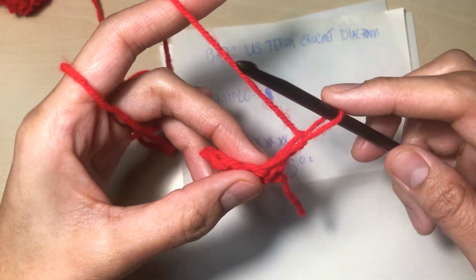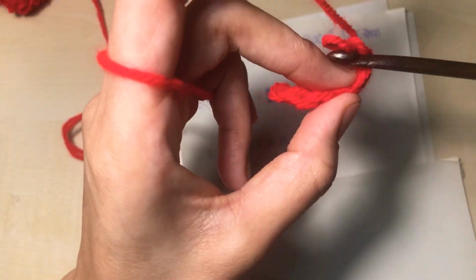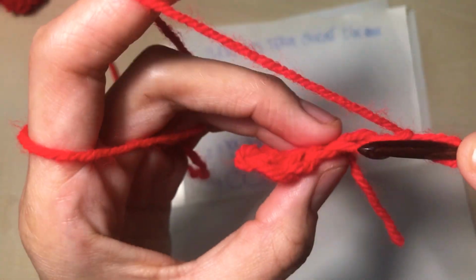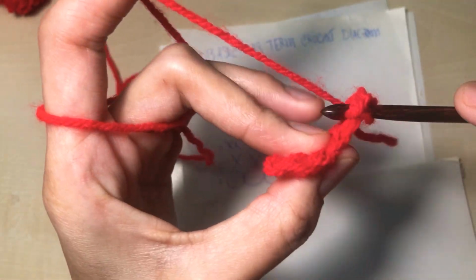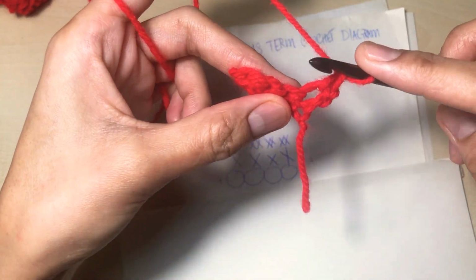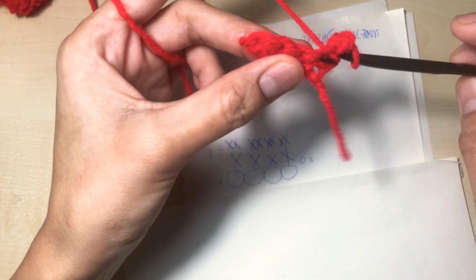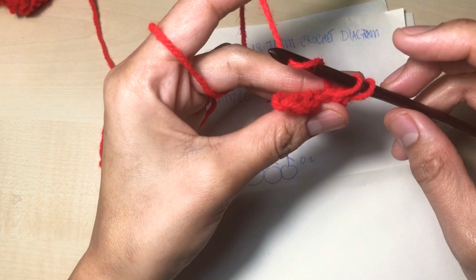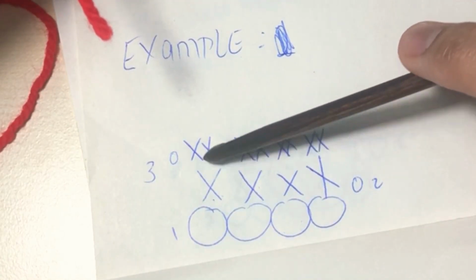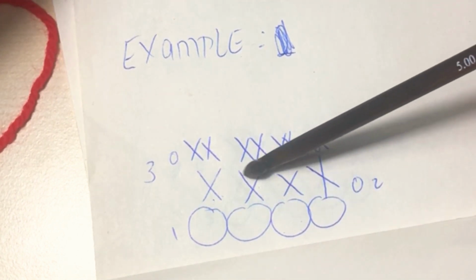So place 2 single crochet in the first stitch, like this. Go to the first stitch, insert your hook, yarn over and pull, and place 1 single crochet. And then in the same stitch, insert your hook and make 1 single crochet again, like this, because it says here 2 single crochet in 1 stitch. So we call this stitches here.